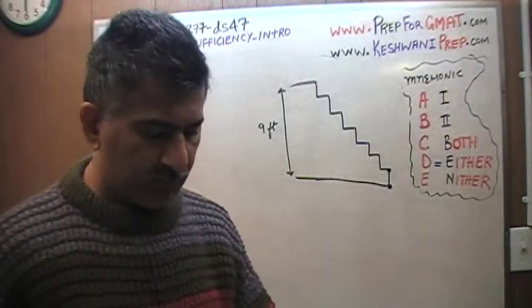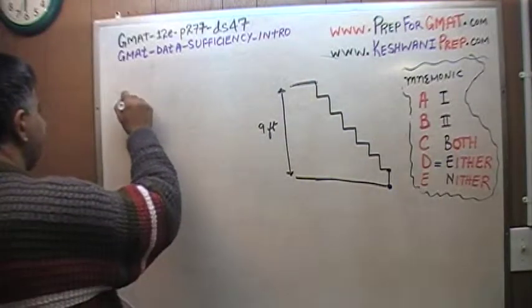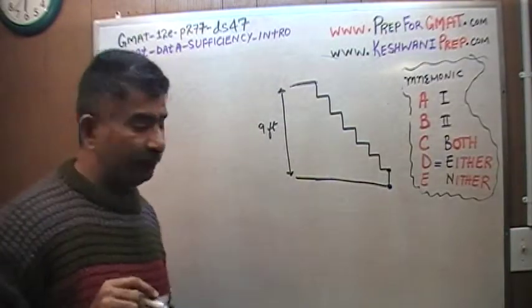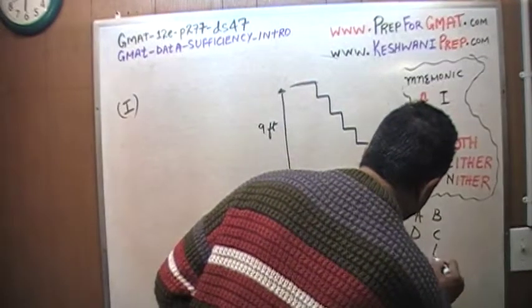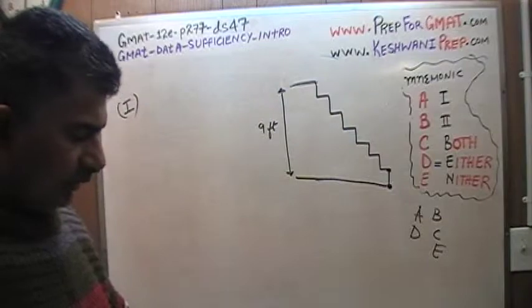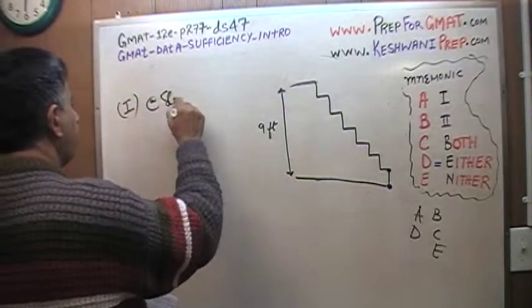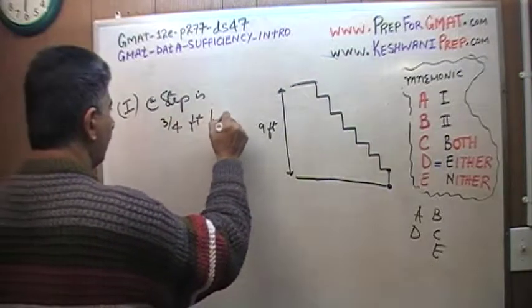Oh, there you go. First statement. Let's take a look at the statements here. Statement 1. Since this is a data sufficiency problem, the very first thing we should do is write down A, D, B, C, E. First statement tells us that each step is 3/4 of a foot high. Each step is 3/4 foot high.